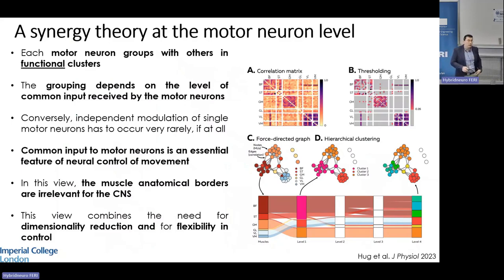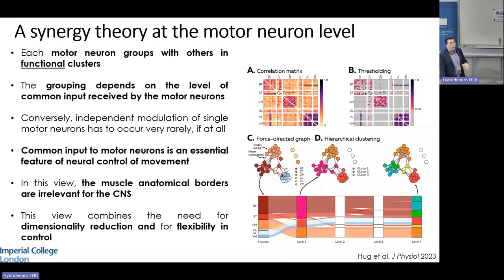You remember one of my first slides where you have all that big neural network, which is the brain and the spinal cord circuits, and then you have the motor neuron as the last layer. So that's what the nervous system sees. It sees the last layer of its network. And then, of course, that will be connected to muscle. Muscle will produce behavior, and in a reward-based closed loop, the central nervous system can learn to activate certain clusters with respect to others. So now this view combines the need for dimensionality reduction and flexibility in control, because now you don't have any more the borders of the muscle. In principle, the nervous system can take any cluster from this big pool, can change the cluster as it wants.